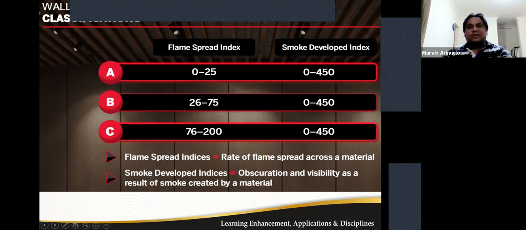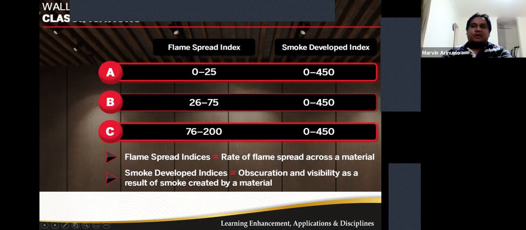Okay, so here is the smoke developed index. The ranges are 0 to 25, 26 to 75, and 76 to 200. And the smoke developed index determines a material's behavior in terms of light obscuration and loss of visibility due to smoke.